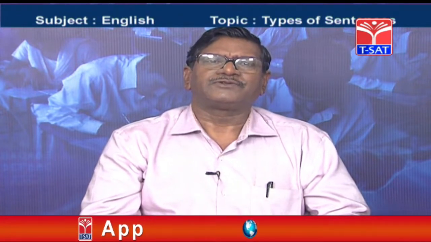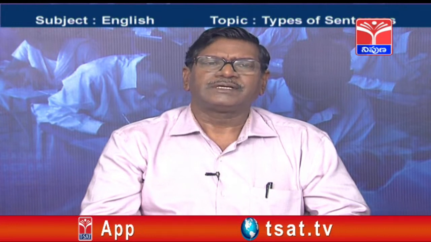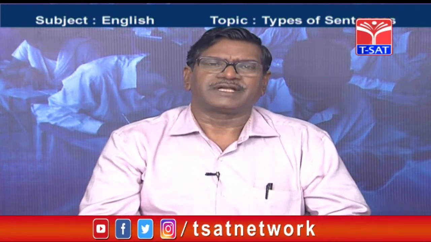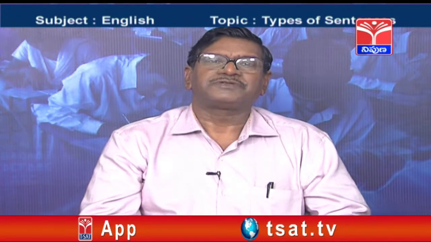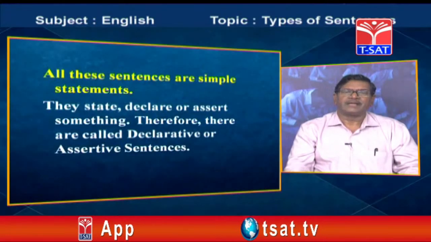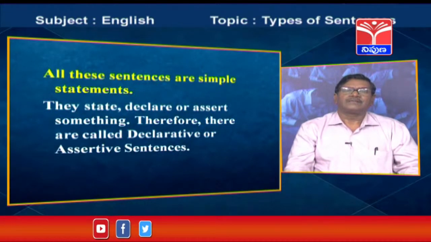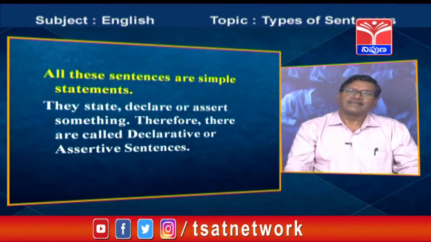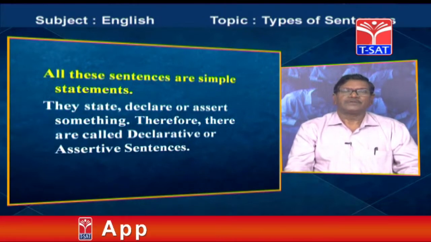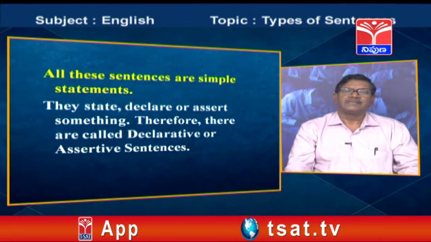So, look at the assertive sentences, they are given as examples. The examples 1 and 2, they are affirmative sentences, that means positive statements. 3 and 4, they are negative sentences, that means negative statements. Assertive sentences are nothing but assertions or statements or declaratory sentences, or declarative statements. So, these are called assertive sentences. This is the first type of sentences.